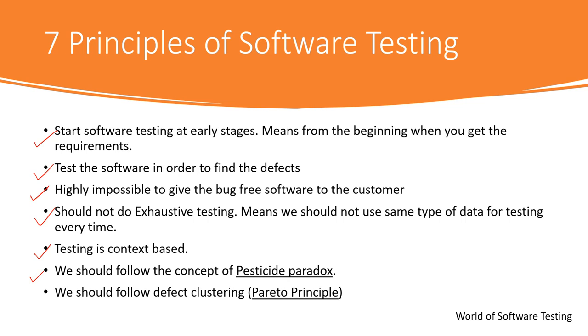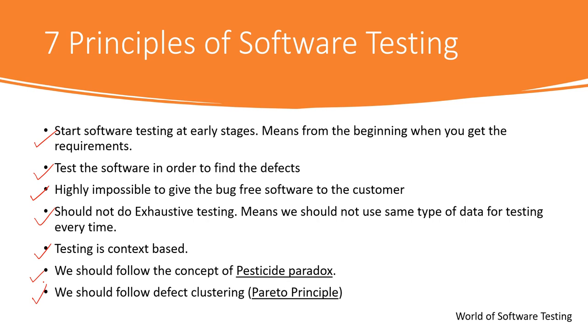Again, for example, if a new feature comes into the application, we should definitely add some new test cases related to that particular feature. If that feature is affecting other features as well, then the current test cases that are there should be reviewed and revised. That's why we should follow the concept of pesticide paradox.